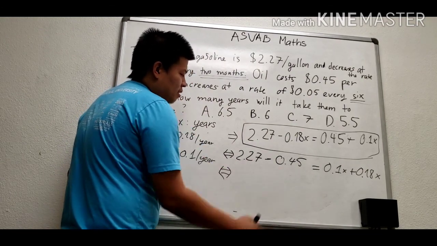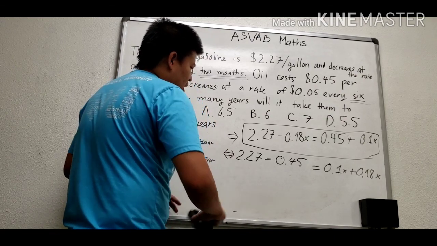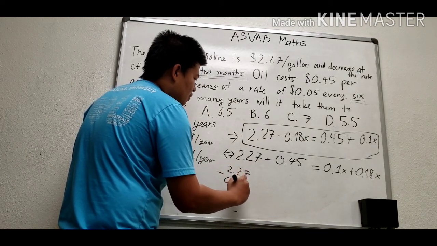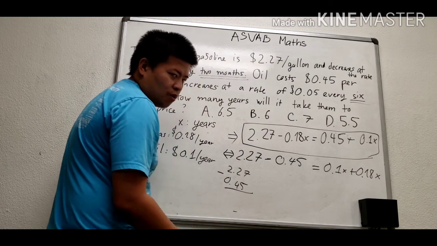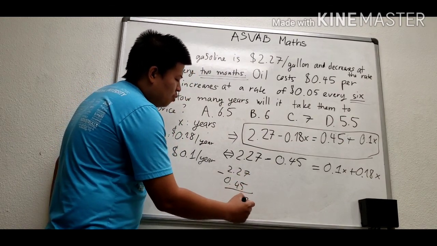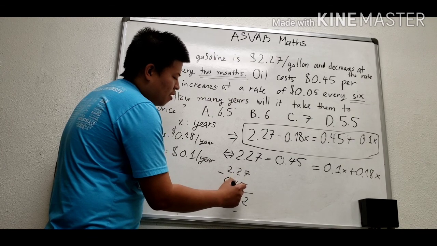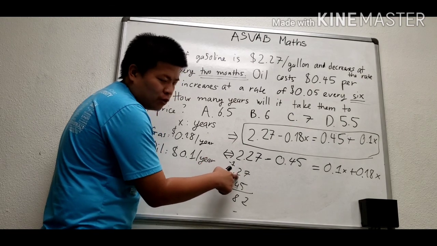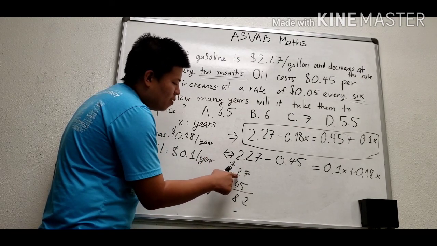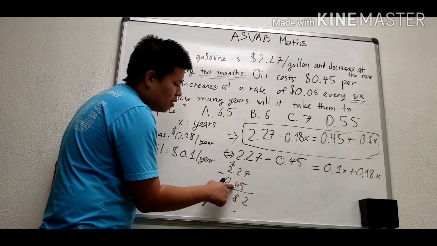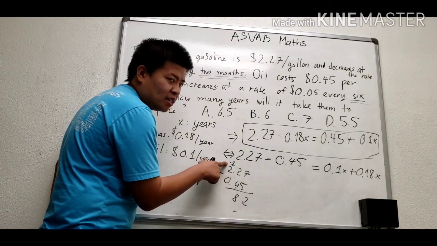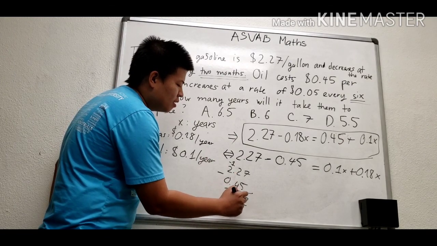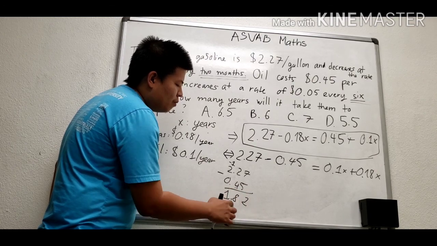We minus this number. We have 2.27 minus 0.45. 7 minus 5 is about 2. 2 minus 4 is about 8. We need to borrow another 1 in here because 2 is below 4. So when we have 12 minus 4 is about 8. So we have another minus 1 in here. So 2 minus 1 is about 1. So we got about 1.82.